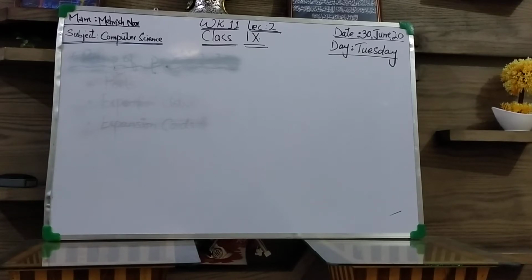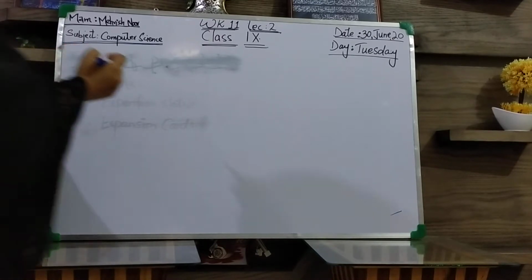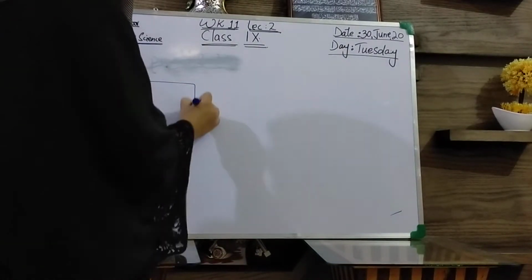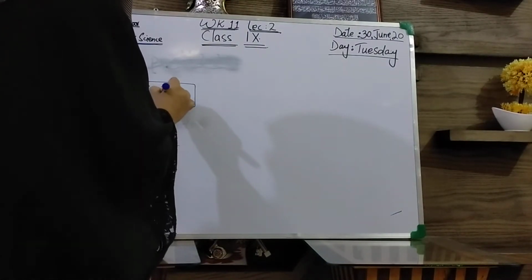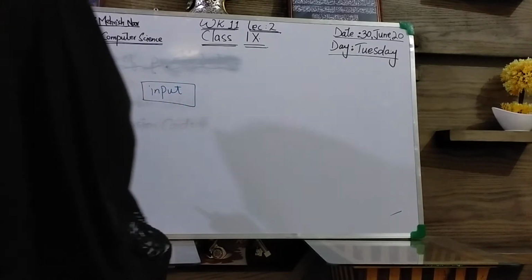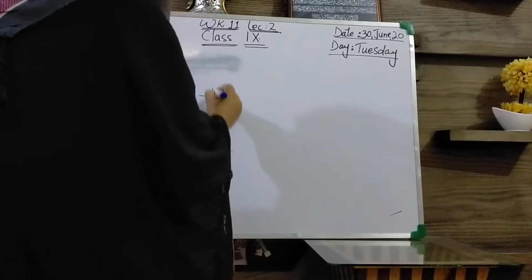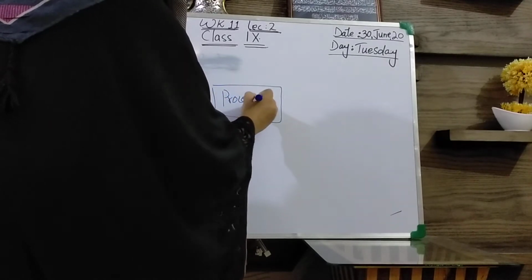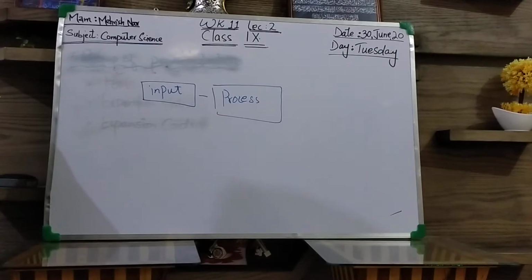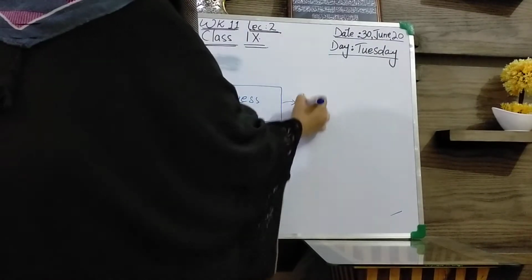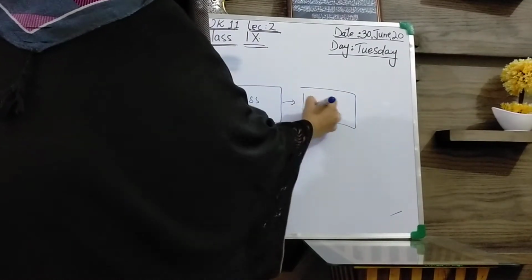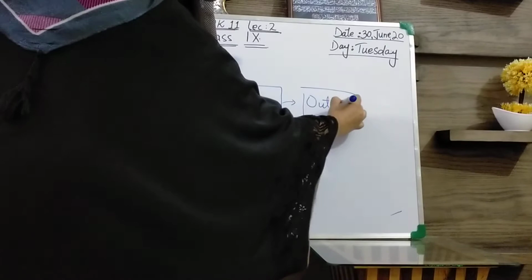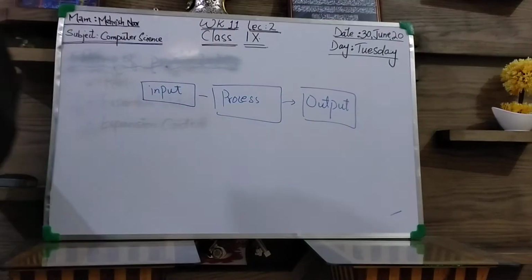I am drawing a diagram. Basic functions are input, then process here, and then output.